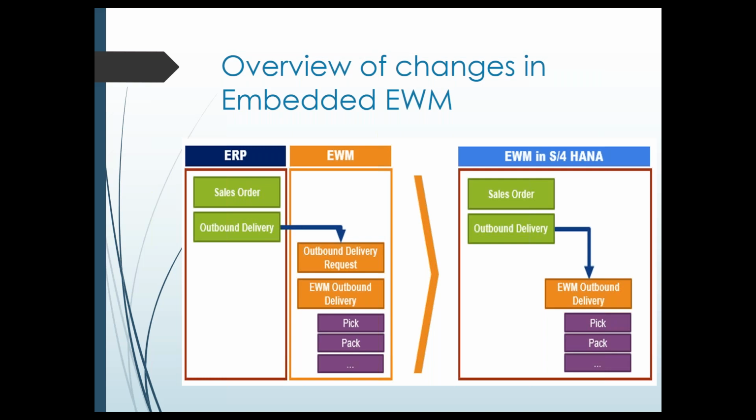But from this particular 1709 release, though the delivery has been distributed to your EWM system, we will still be able to change your ERP outbound delivery, not your EWM one, and that particular change will automatically be reflected in your EWM system. But the prerequisite is that the picking activities should not be performed.